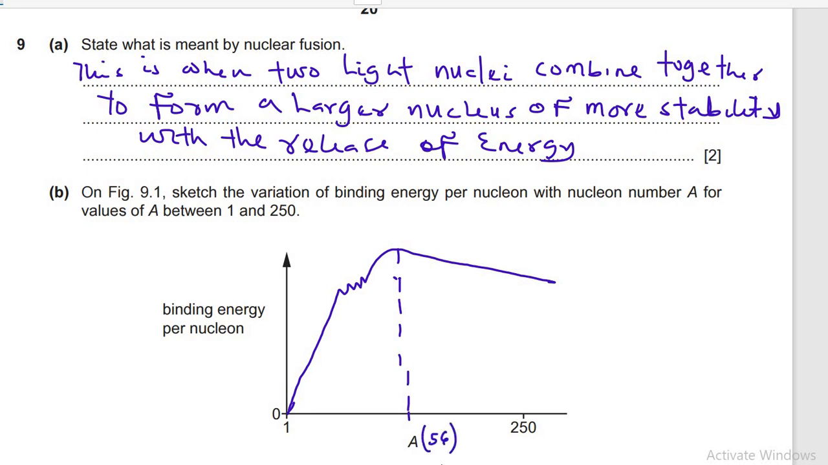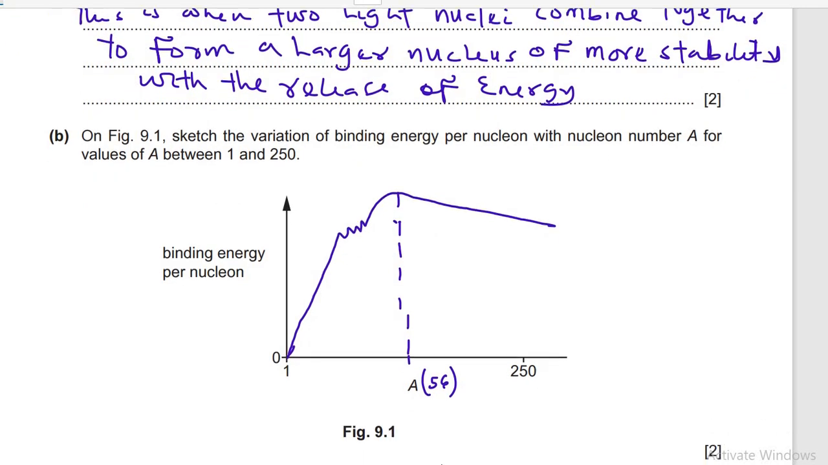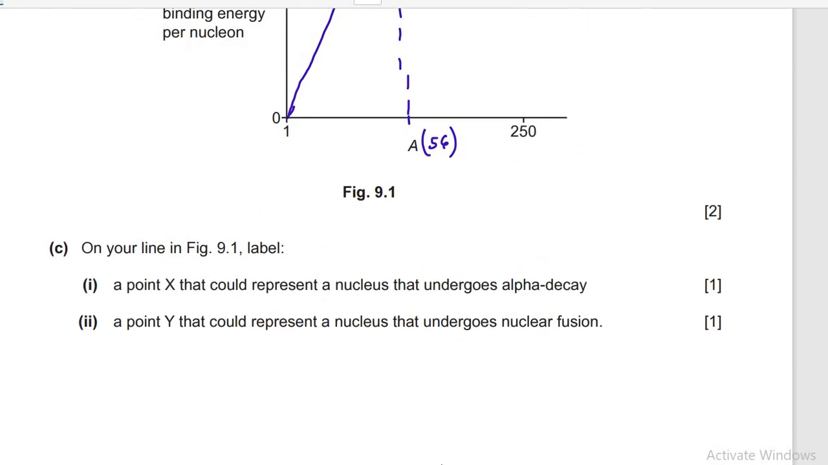Iron, with mass number 56, has the highest binding energy per nucleon. So binding energy increases from mass number 56 downwards; those are the unstable elements. This is the graph. A point X could represent a nucleus that undergoes alpha decay, which means it's decaying to become stable.